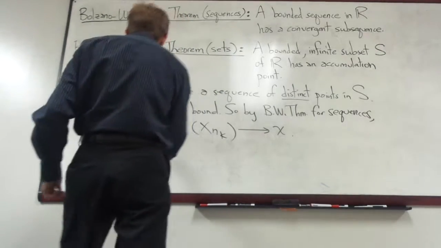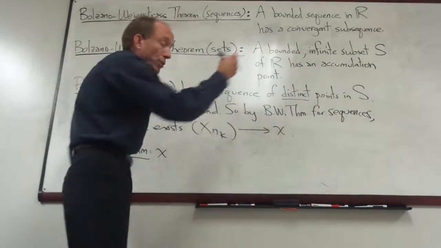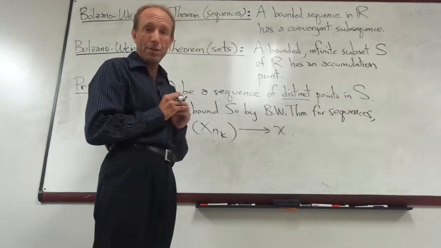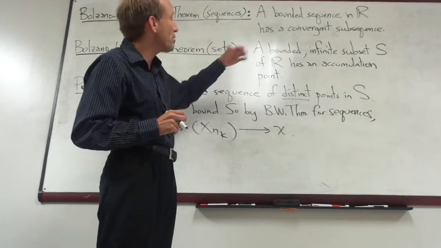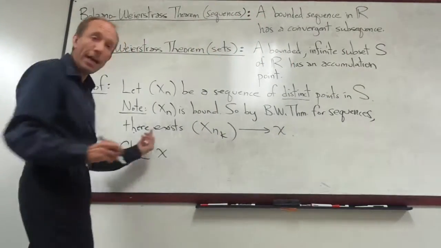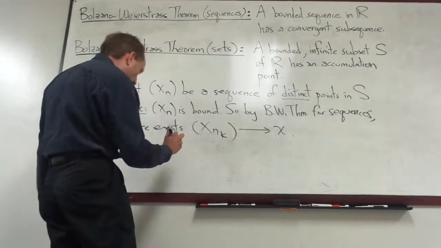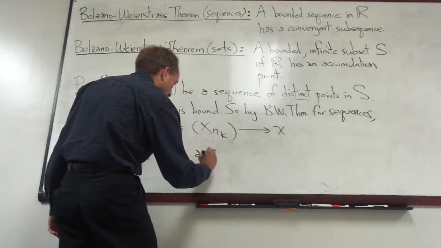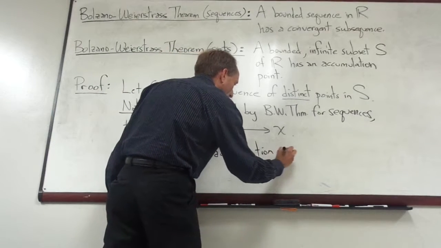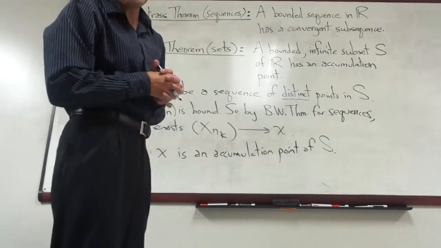But I'm going to claim now that whether x belongs to S or not, it is an accumulation point of S. Look at what we're trying to prove. We're trying to prove that S has an accumulation point. So I claim that I have found my witness that's going to show that S really does have an accumulation point. So x is an accumulation point of capital S. That's the claim.